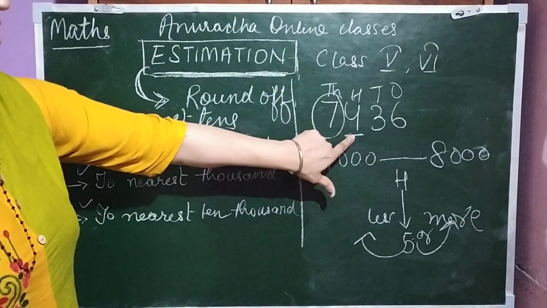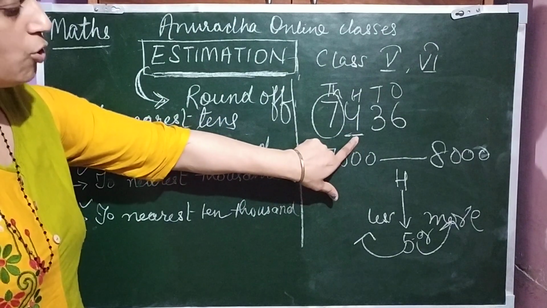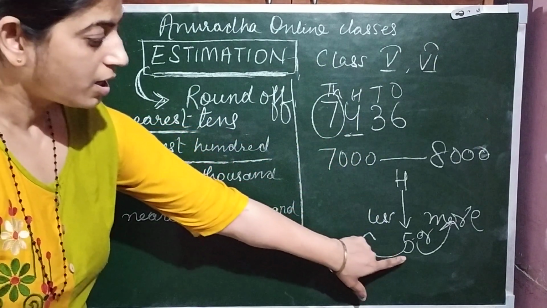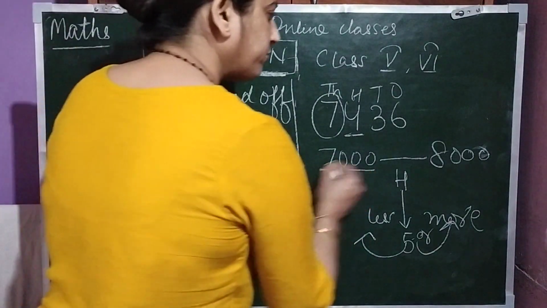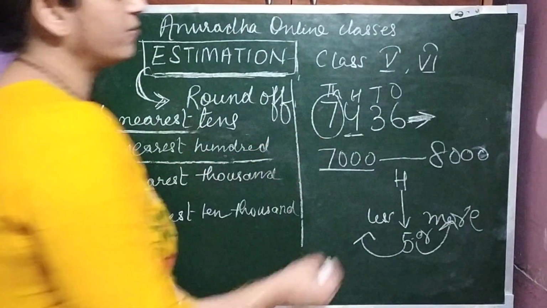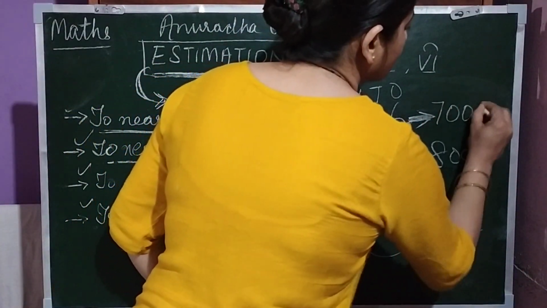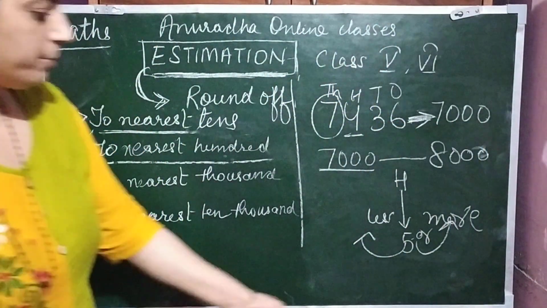So let us see the 100 place, and what is written here? 4 is written here. So 4 is less than 5. So this will go to this side, means rounding off to nearest 1000, it will be what? 7000. Right? Okay.